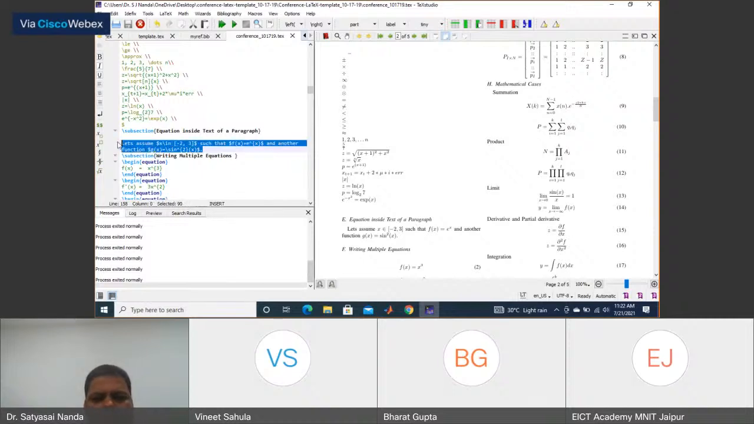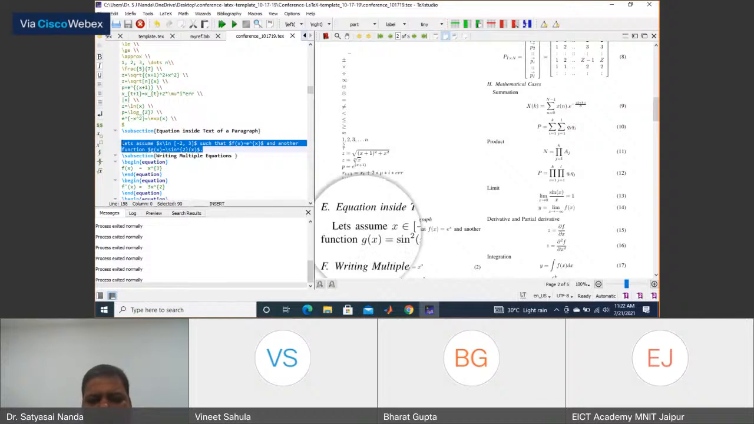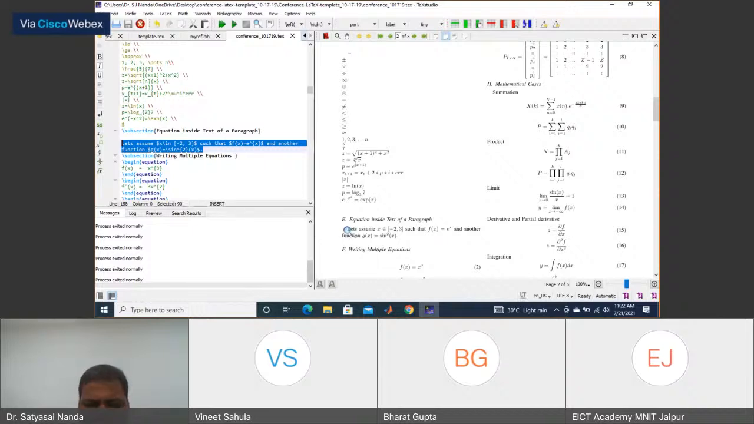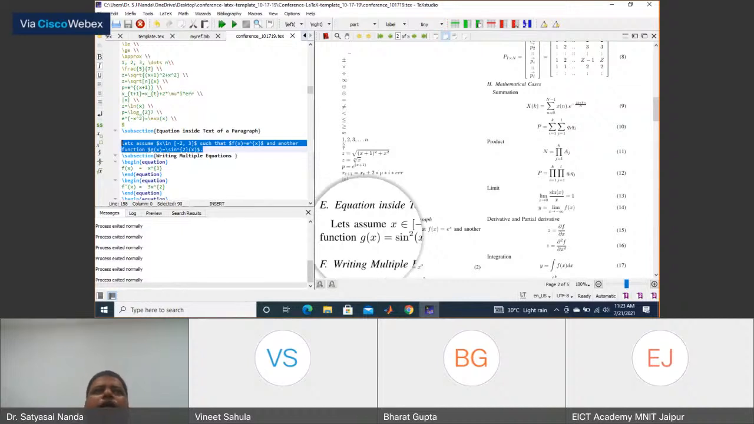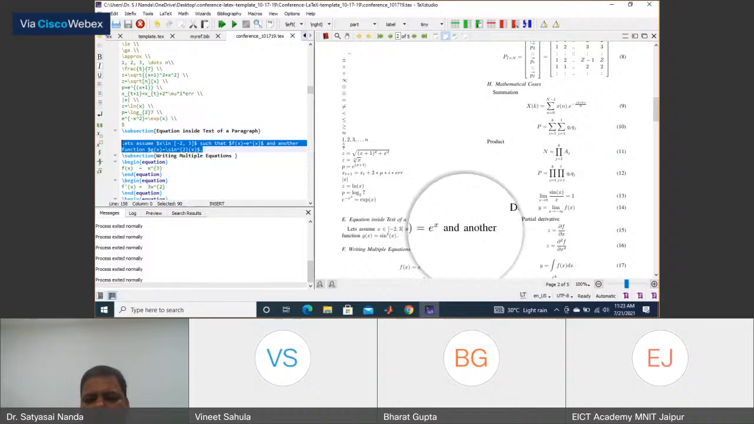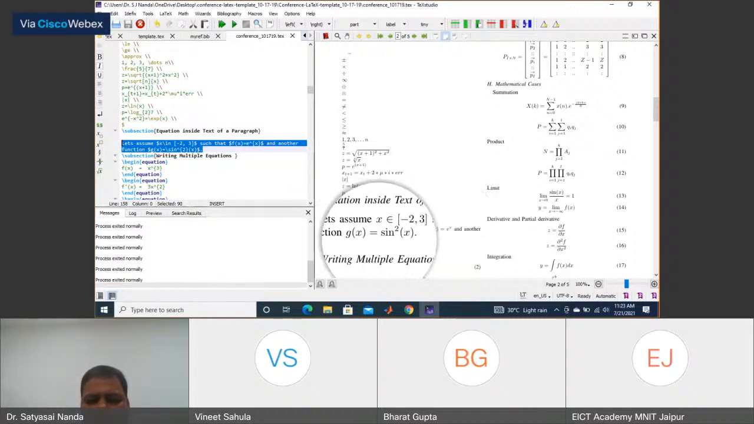Let's look at the equation inside the text of the paragraph. Its corresponding output is represented over here. Let's assume x belongs to. I expect that when I am zooming in, it is visible for you. So I am zooming in here. Let's assume x belongs to [-2, 3] such that f(x) is equal to e to the power x and another function g(x) is equal to sine square x. So this is how we can write it in a perfect manner.